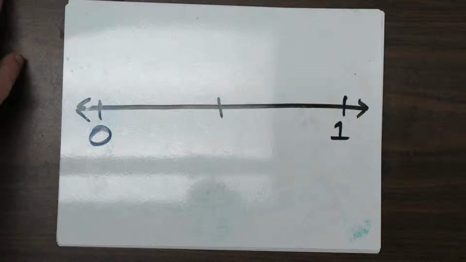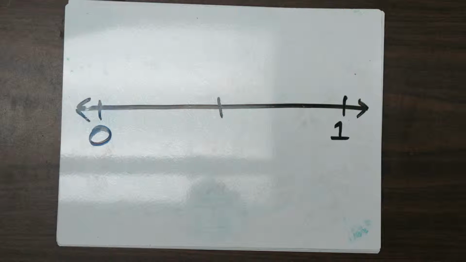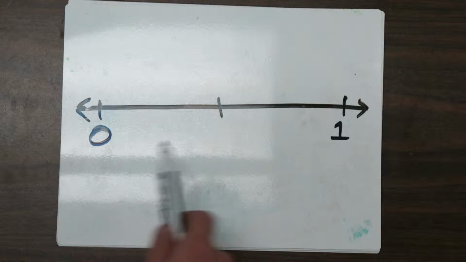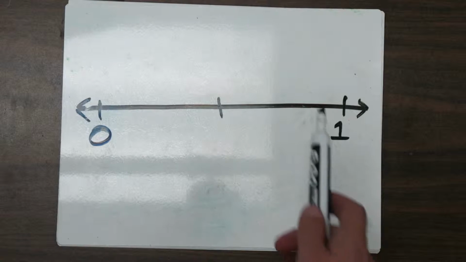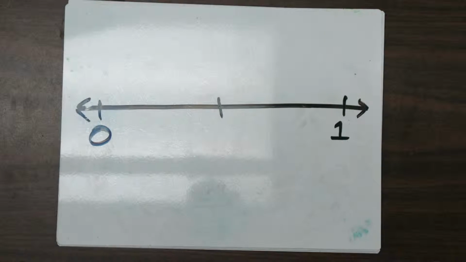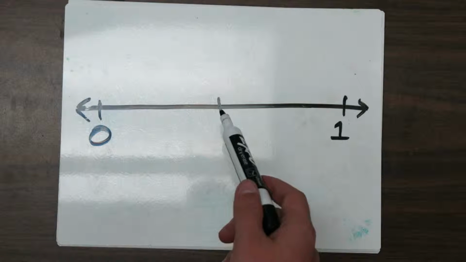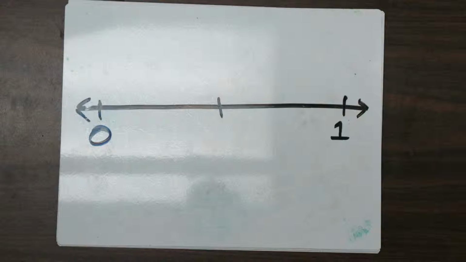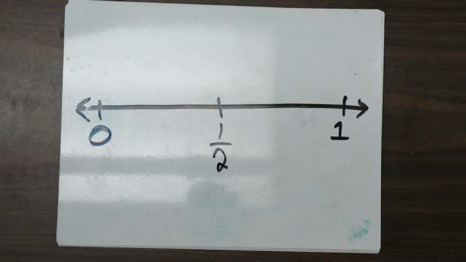Now, how do we estimate fractions using a number line like this? Well, if we look at this number line, we see that we have the numbers 0 and 1, and then there's a lot of space in between, which is where our fractions are going to go. The first fraction we can kind of just look at right here and say, well, this line is about halfway between 0 and 1. And the fraction for half is 1 over 2.